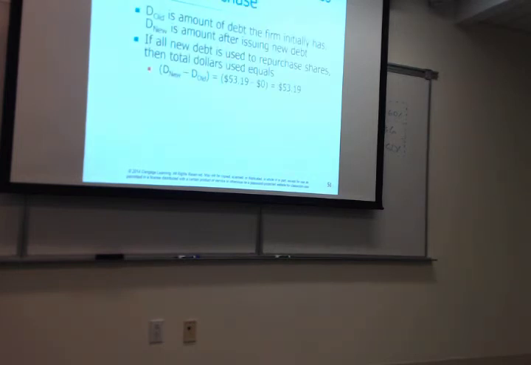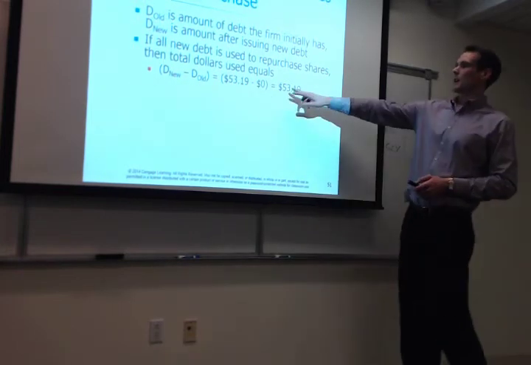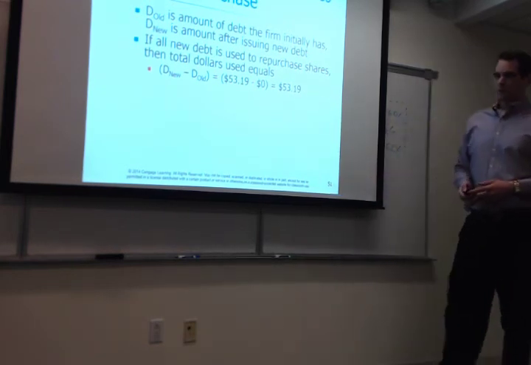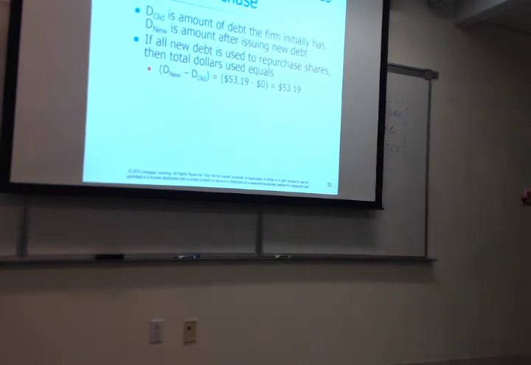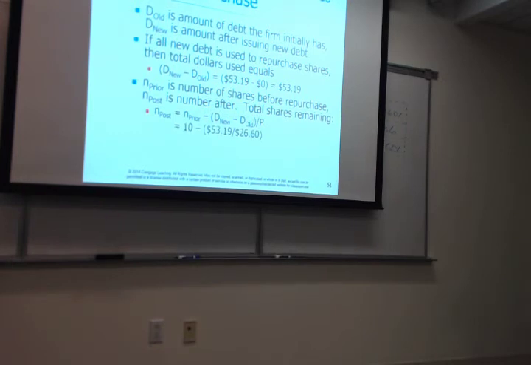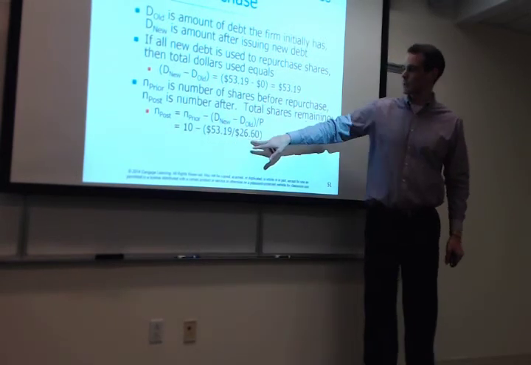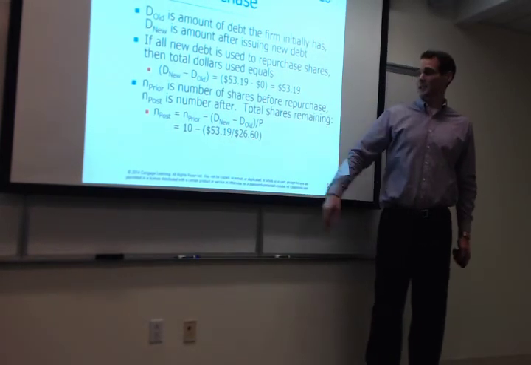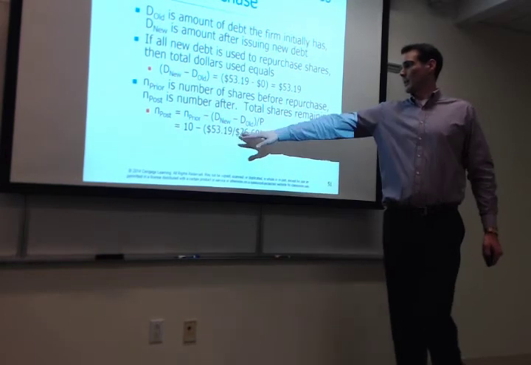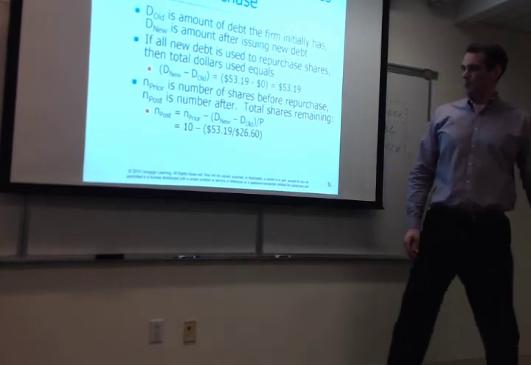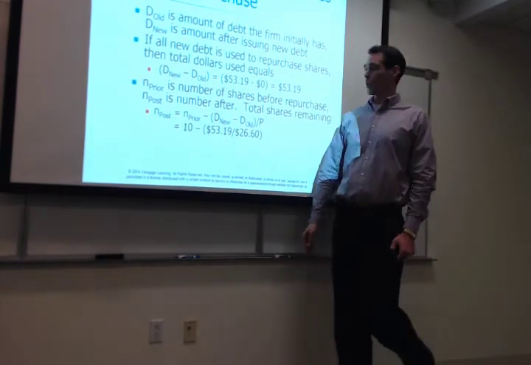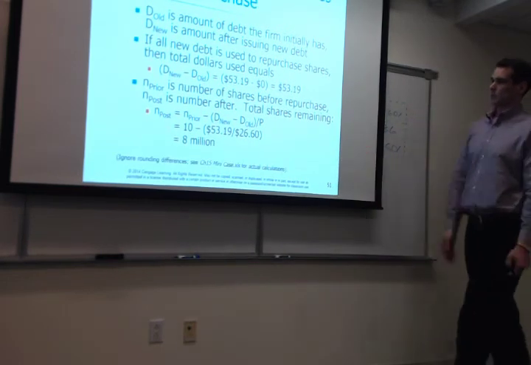So we're going to use some of the stuff we learned last week to figure out how many shares this $53 million is going to buy in equity. And it turns out, if we divide that $53 million by what the new stock price is going to be, $26.60, it's going to come out to about 2 million shares. We had 10 million shares before. Now we have 8.